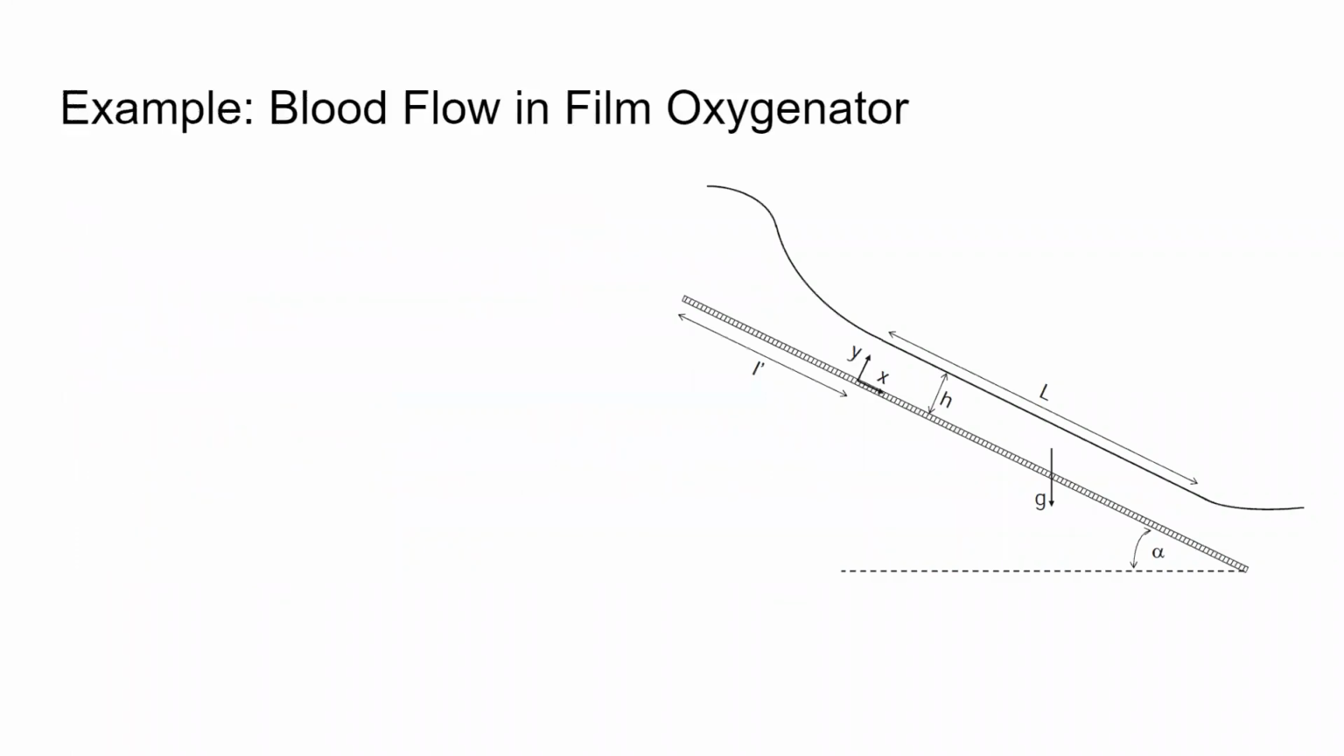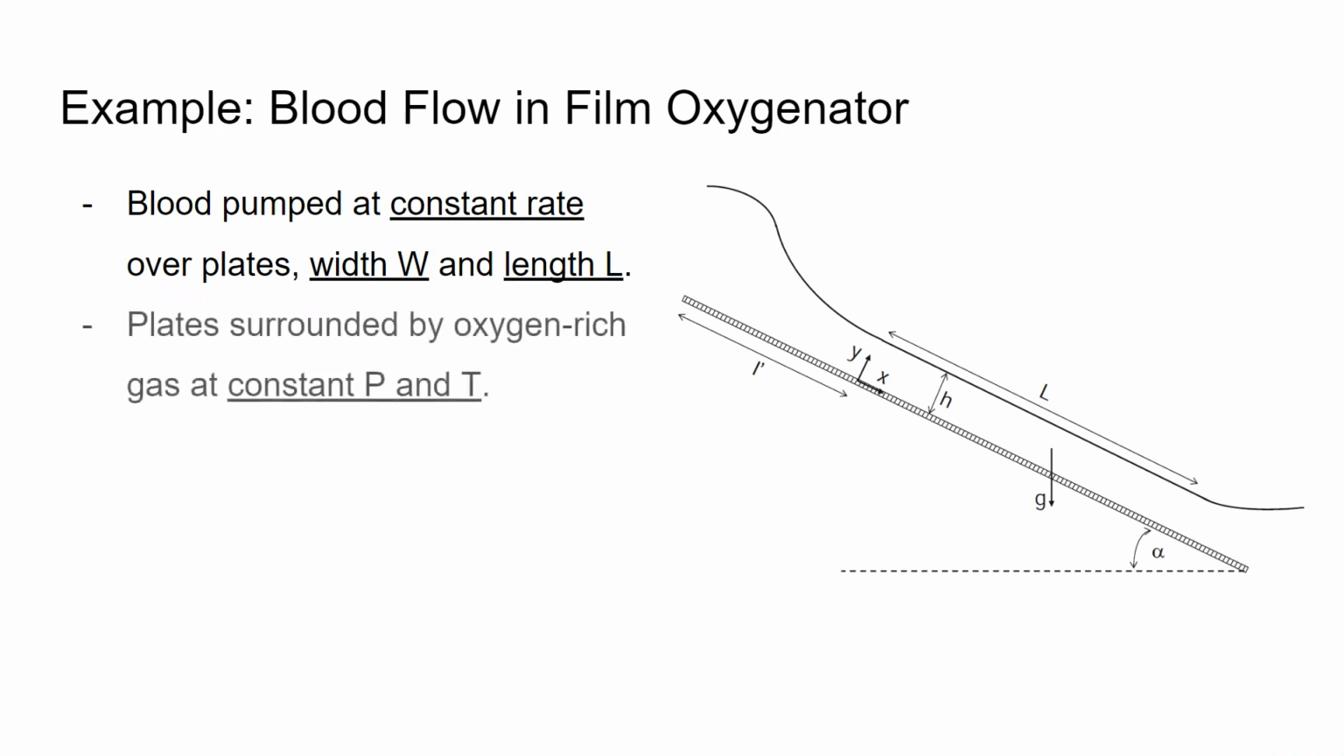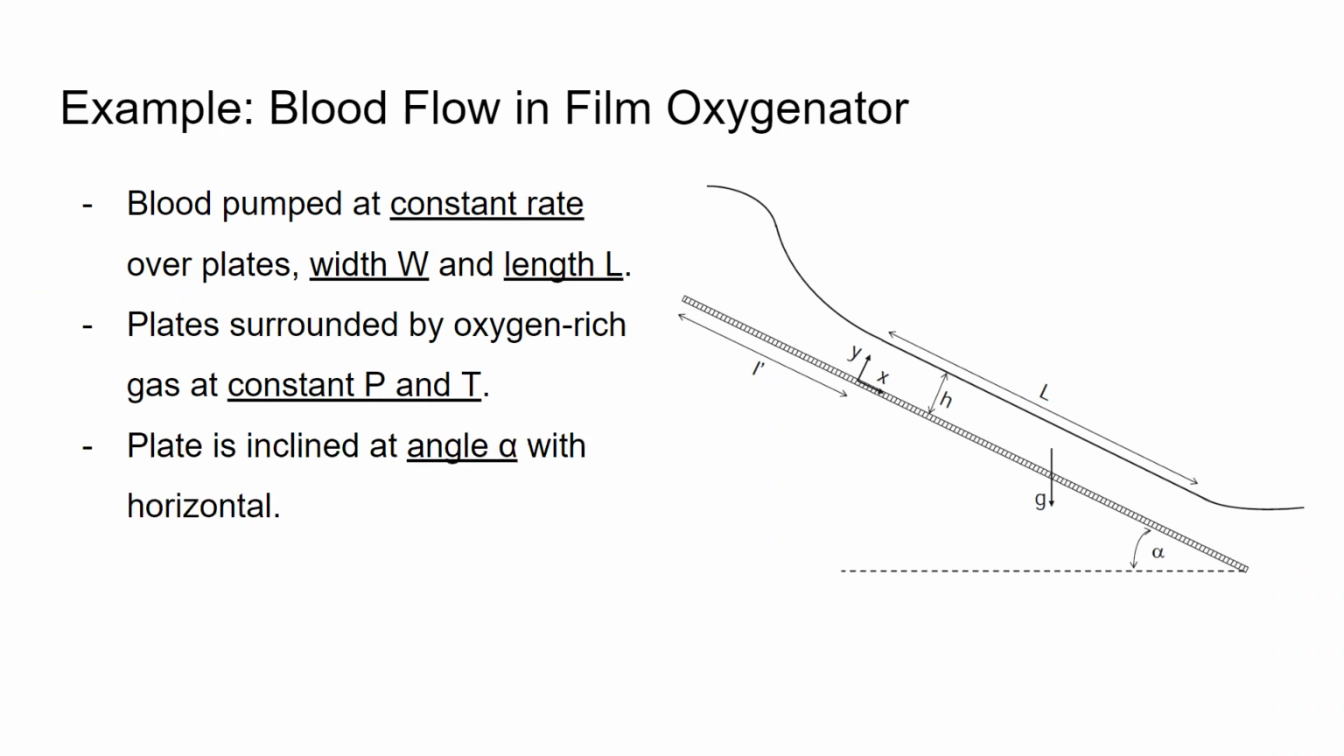Great, so our first example for today's video is blood flow in a film oxygenator, which uses rectangular coordinates. We can see this right over here, and we're going to go over some of the conditions of this problem. Blood is pumped at a constant rate over plates with width W and length L. The plates are surrounded by an oxygen-rich gas at a constant pressure and temperature, P and T. We also have the plate inclined at an angle alpha with the horizontal.